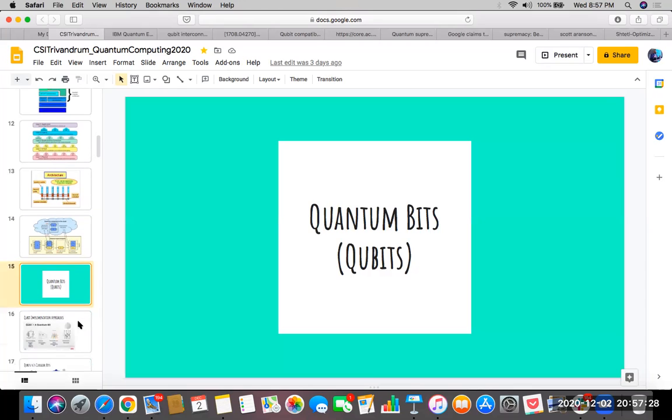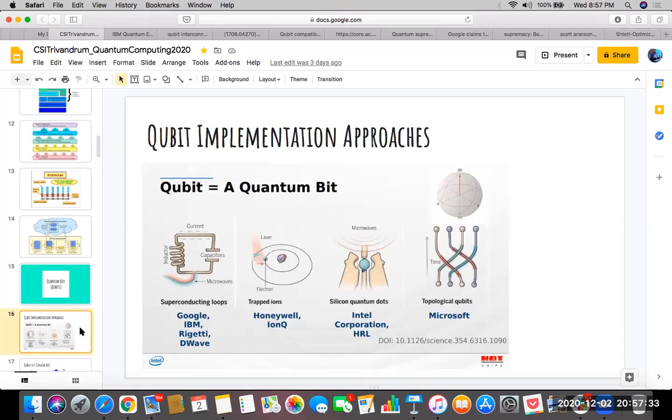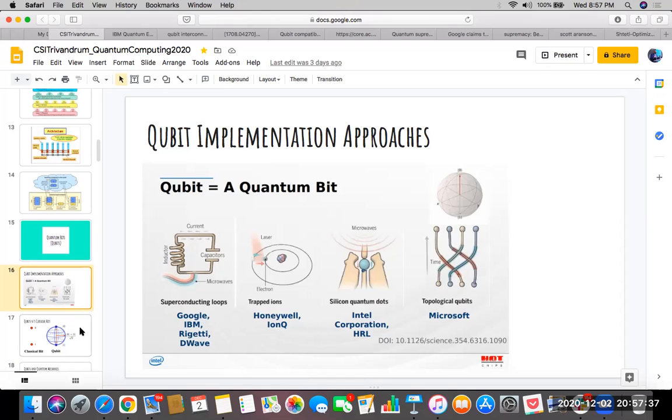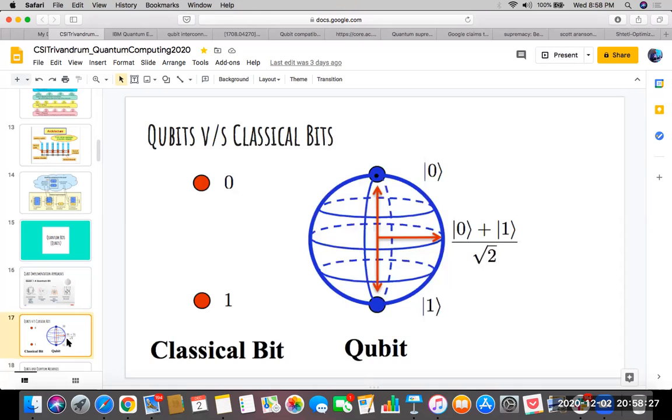So the next topic I am covering in the presentation is the basics of qubits, which you are very familiar with, right? But I just wanted to mention it here. The different ways you can construct quantum bits. One way is using superconducting loops, the Google, IBM, Rigetti, D-Wave approach. Honeywell and IonQ are working on the trapped ion approach, where they take a specific ion, like a calcium ion, and pass it through an electric field, and then control it using a laser beam. The other approach is the silicon quantum dot approach by Intel and other startups. The topological qubit approach by Microsoft is the other approach in prominence now.